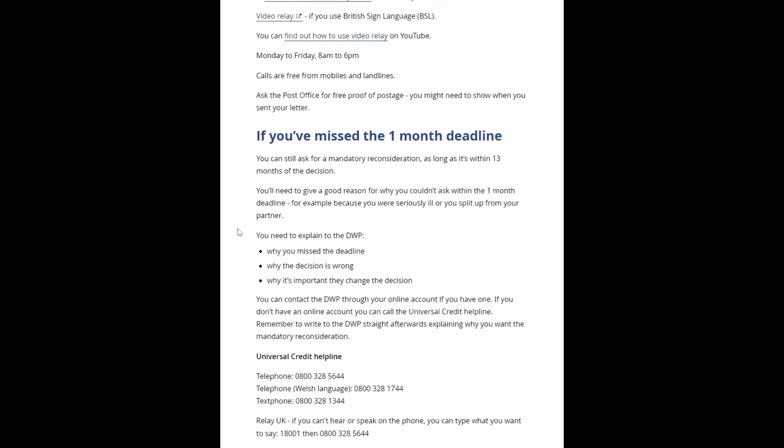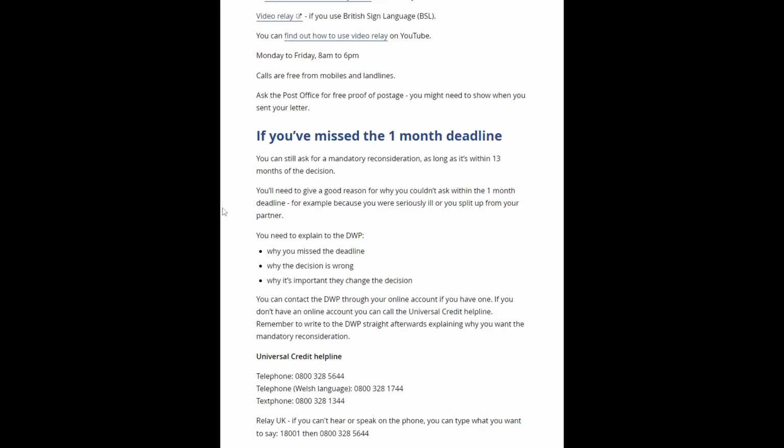If you've missed the 1 month deadline, you can still ask for the MR as long as it's within 13 months. Obviously you'll need to give a good reason why you missed the deadline. For example, if you were seriously ill or you split up from your partner, you need to explain why you missed it, why the decision was wrong, and why it's important they change the decision.